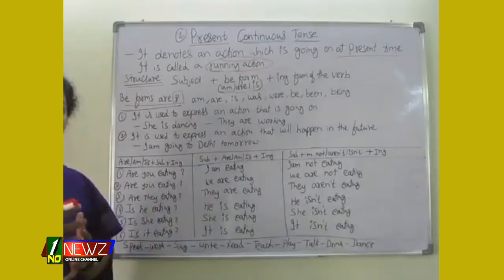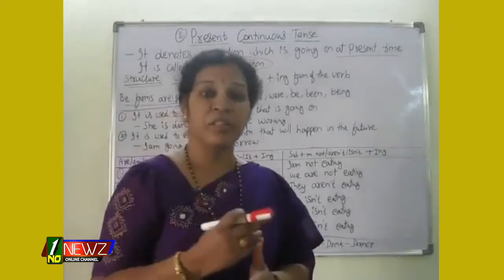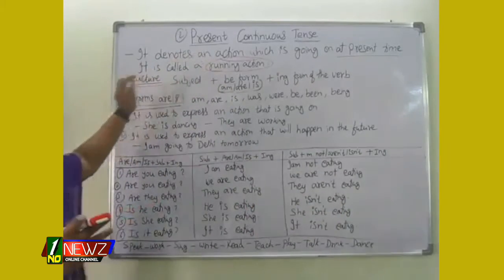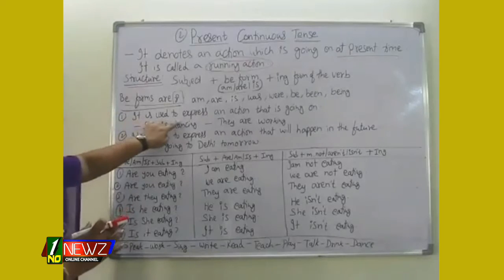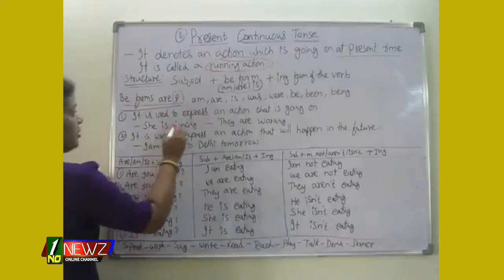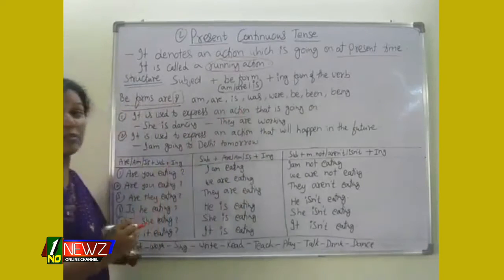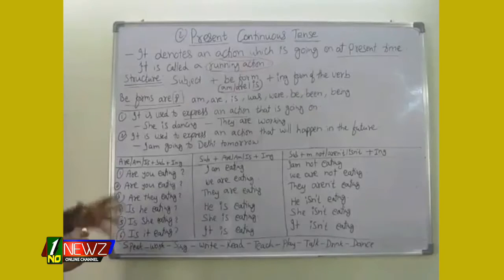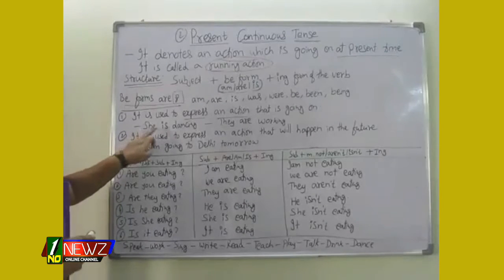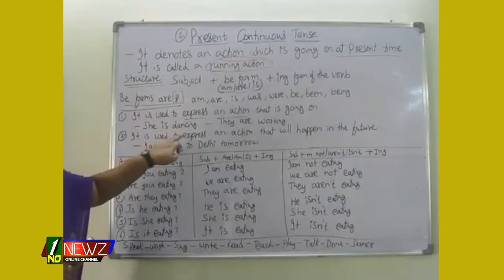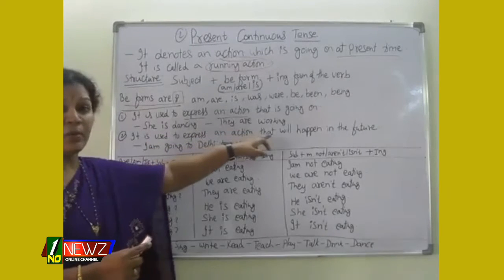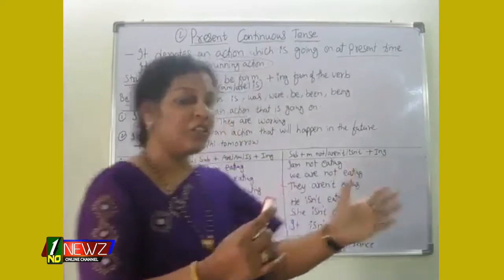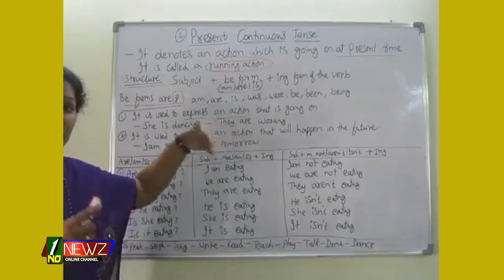Now if you see the structure or the rules and regulations of the simple present tense and also present continuous tense, you can see that it is used to express an action that is going on. This is the first principle of this present continuous tense. For example, she is dancing. They are working. He is doing. And she is eating. Anything you can take, that is action or expression, it's going on.